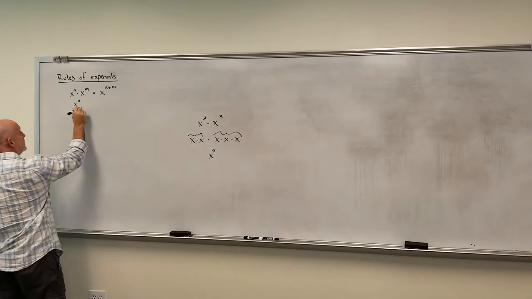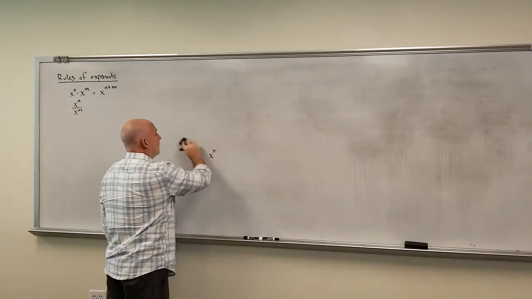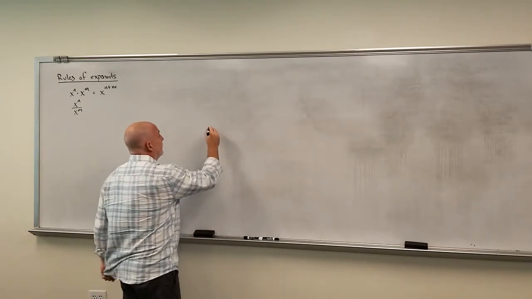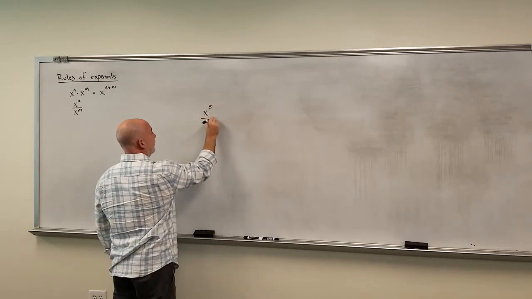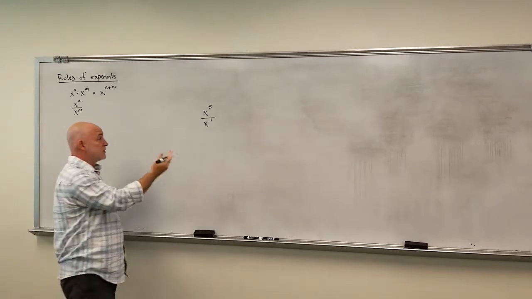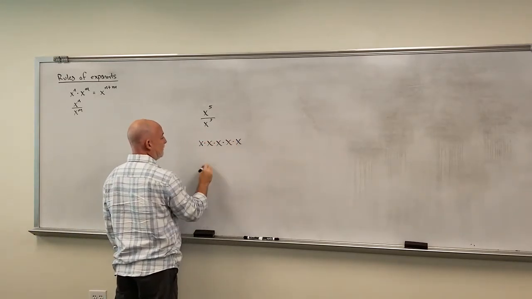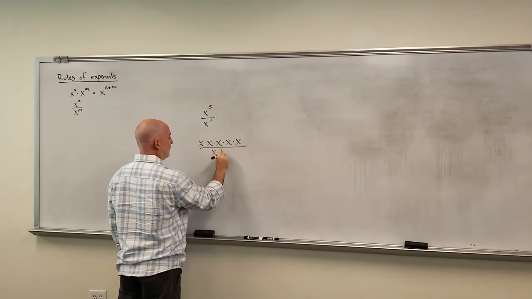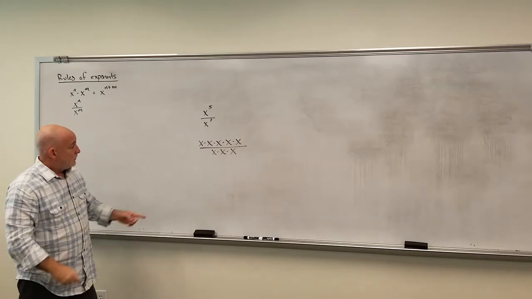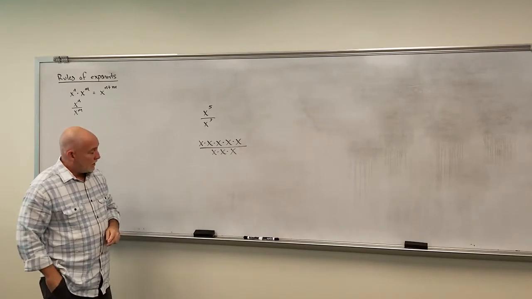All right, what about if we're dividing? What if I have x to the n over x to the m? Well, let's see here. What if I have x to the 5th over x to the 3rd? What are we going to do with this? Well, let's expand these out again. So that's going to be 1, 2, 3, 4, 5 of them on the top, and 1, 2, 3 of them on the bottom.